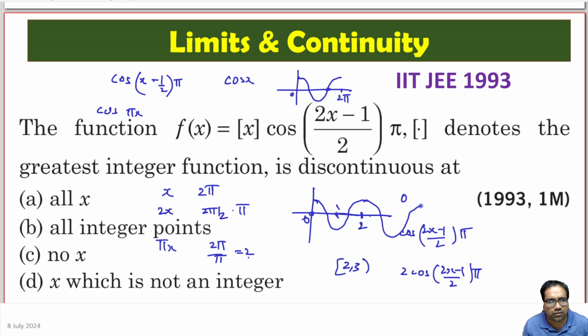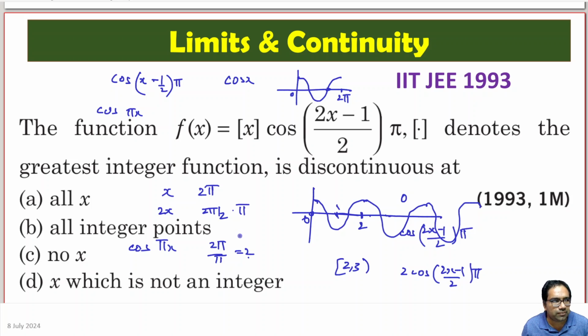That means from 2 to 4, it will repeat again. Then 4 to 6, it will repeat again. So instead of 0 to 2 pi, this is actually running between 0 to 2, and it repeats. That is cos pi x. This is the graph of cos pi x.